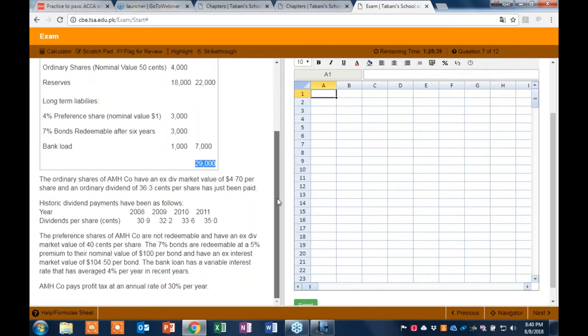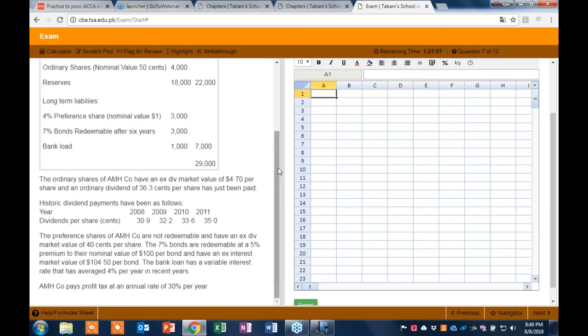The ordinary shares of the AMH company have an ex-div market value of $4.7 per share, and an ordinary dividend of 36.3 cents per share has just been paid. Historic dividend payments have been made as follows: in 2008, the earliest year, it's 30.9 cents, and in 2011 the dividend paid was 35 cents, and the recent dividend which is paid is 36.3. So this is the latest dividend that has been paid. Forget about the preference shares. Let's first calculate the cost of equity.